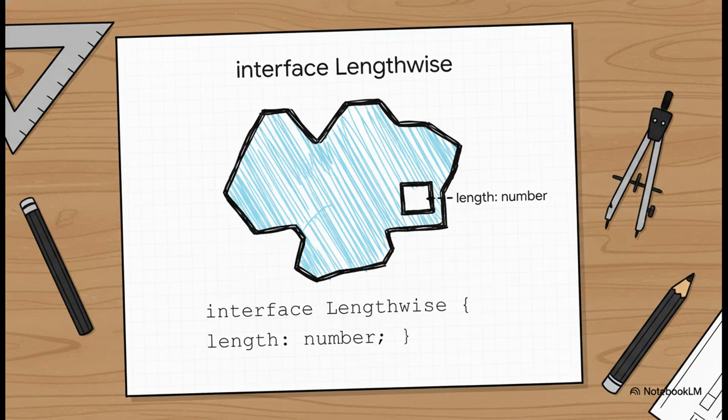And this is where we really level up our game with constraints. So the first step is to define a contract. And we do that with a simple interface. We're creating this thing called Lengthwise, and all it says is, look, I don't care what you are, but if you want to play with me, you absolutely must have a property called length, and it has to be a number. It's like setting the rules of the game up front.